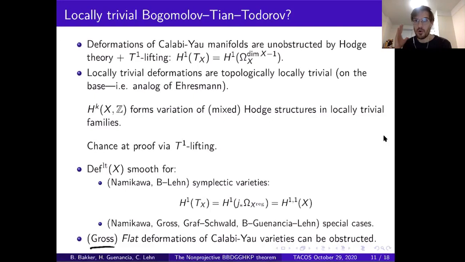So in order to get some kind of analog of the Bogomolov-Tian-Todorov theorem, it seems like you should be restricting to locally trivial deformations, but we still don't know whether it is true, maybe even if it should be true in full generality for Calabi-Yau varieties.